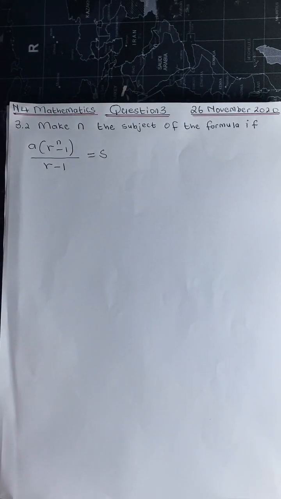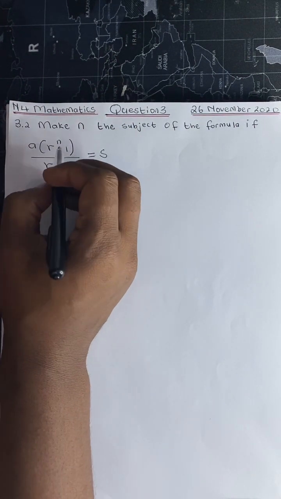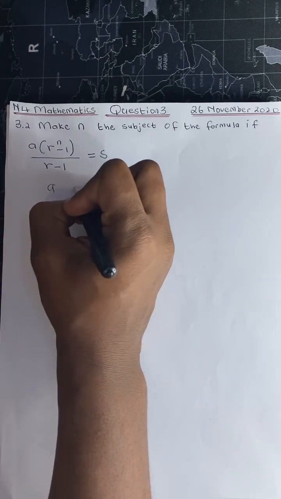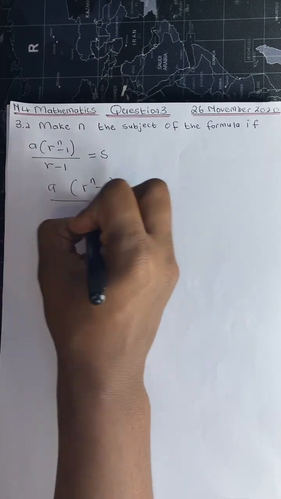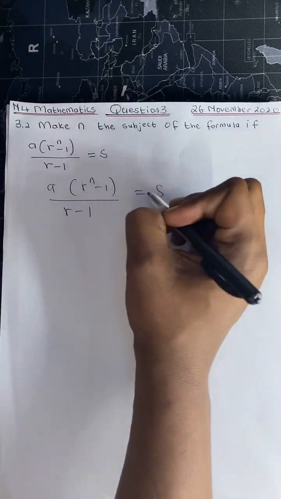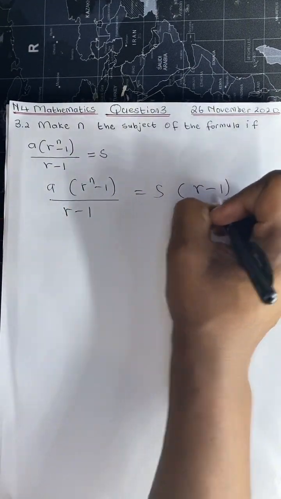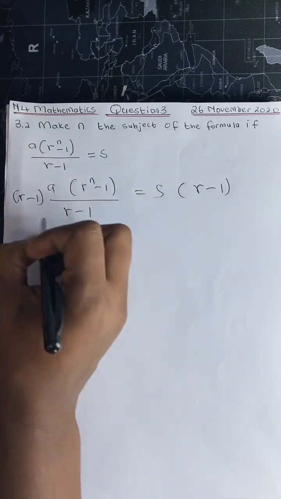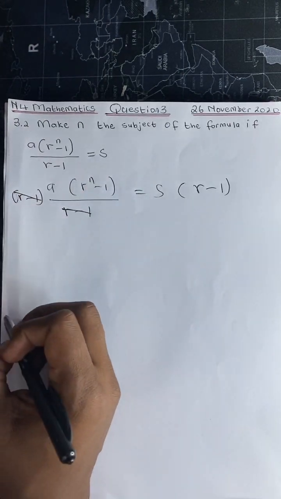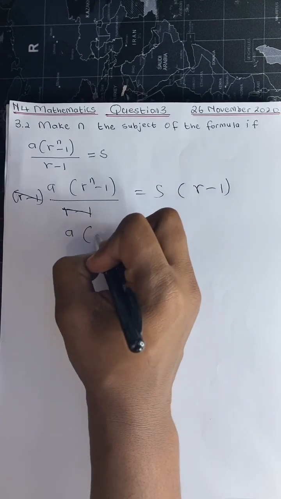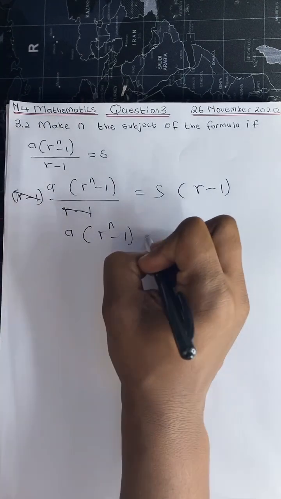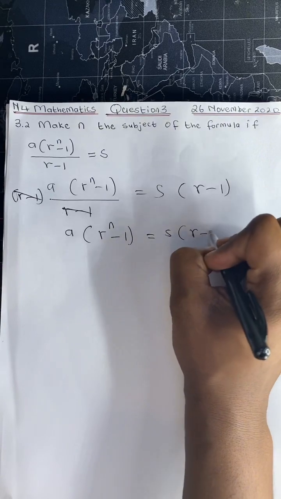Question 3.2, we have to make n the subject of the formula if a into r raised to the power n minus 1, divided by r minus 1, is equal to s. So we are expecting to use logarithms. So let's multiply both sides of this equation by r minus 1, so that r minus 1 will cancel out with that r minus 1. And we'll have a into r raised to the power n minus 1 is equal to s into r minus 1.